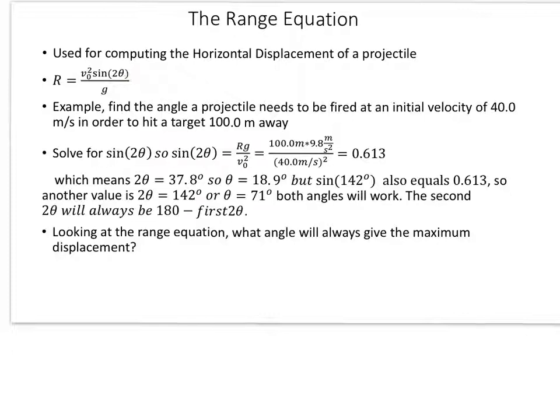So if theta is 45 degrees, you multiply that by 2, sine of 90 is equal to 1, and so the range is going to be equal to v0 squared divided by g. That'll always give you the biggest range, 45 degrees. If you go less than 45 degrees, you'll get less of a range, and greater than 45 degrees, you'll get less of a range.